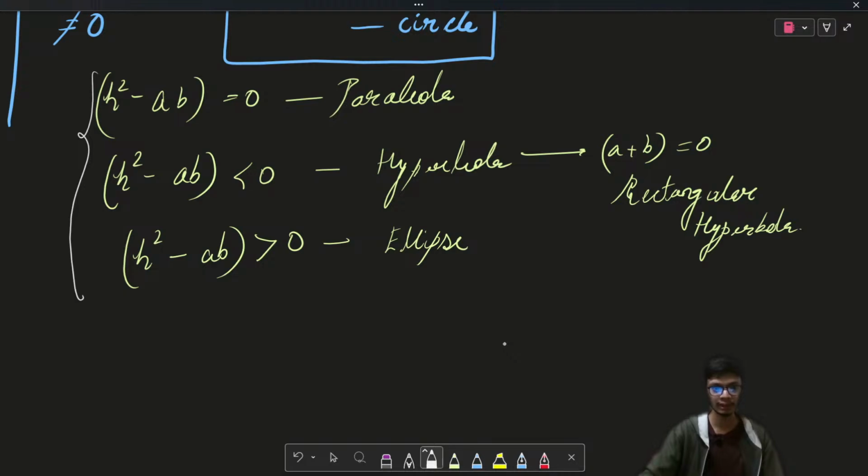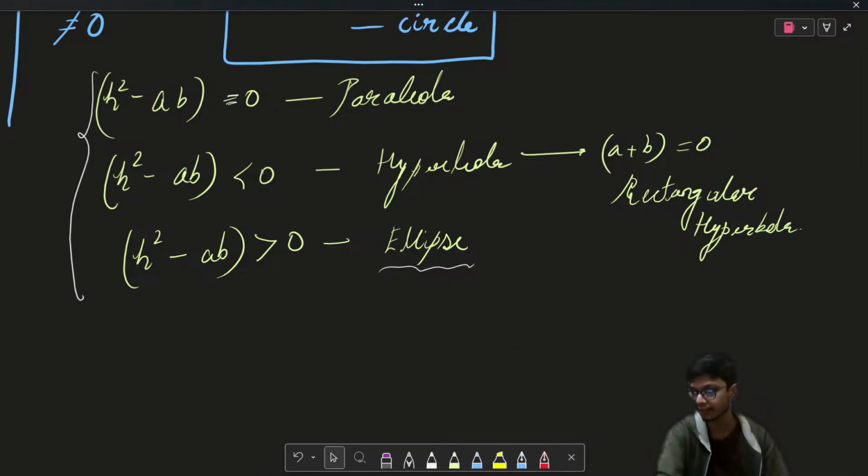That is, h square minus ab is equal to 0 for a parabola, is negative for a hyperbola, and is positive for an ellipse. So these are the three important points that we need to keep in mind in order to recognize the general conic equation. I hope this is clear to all of you.